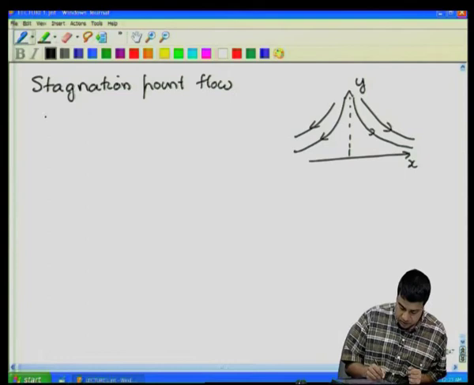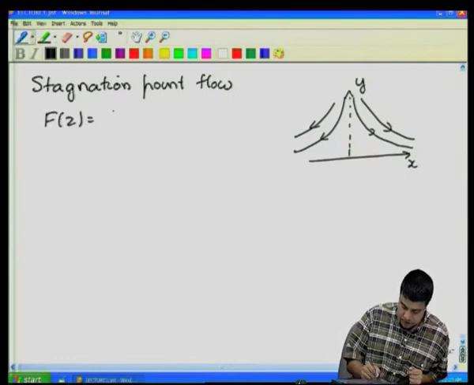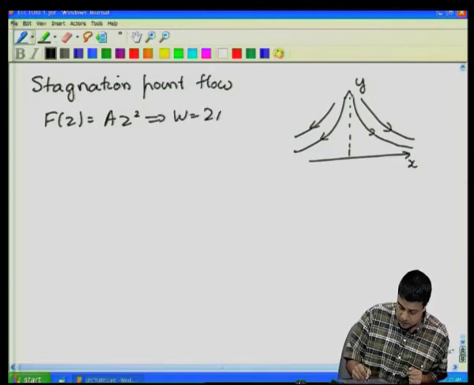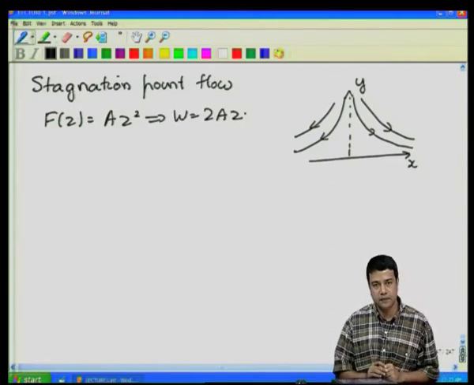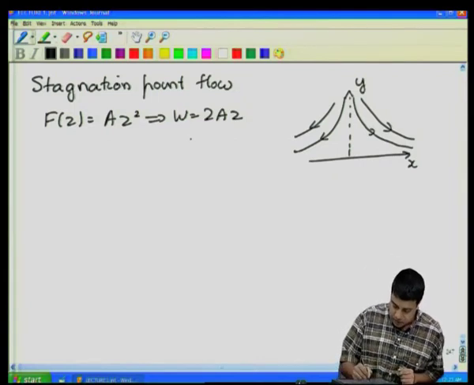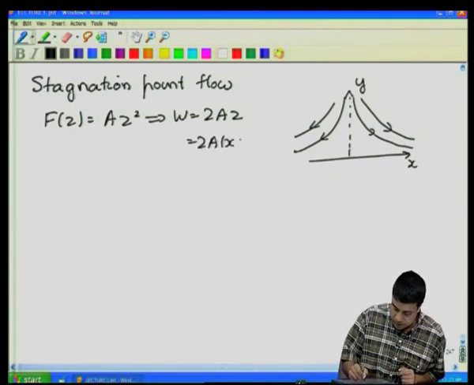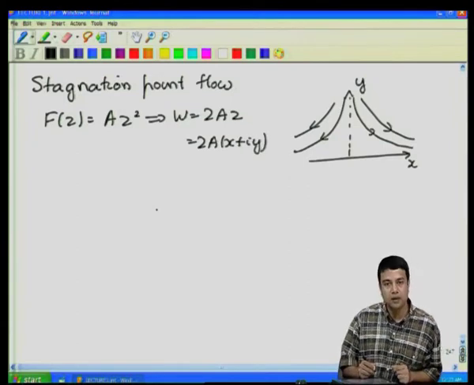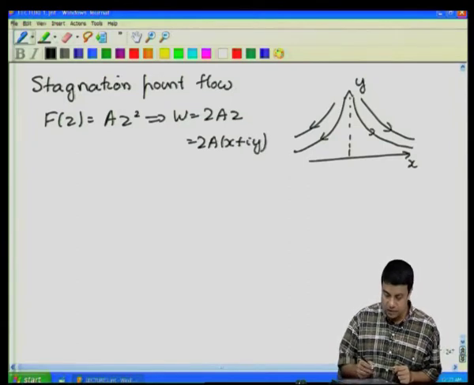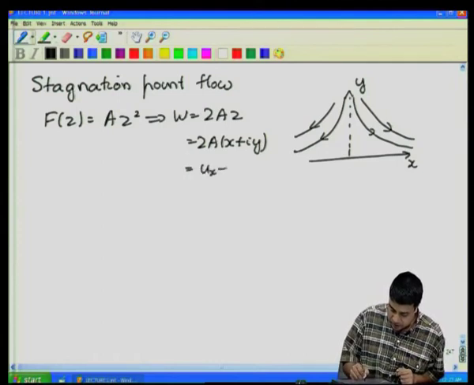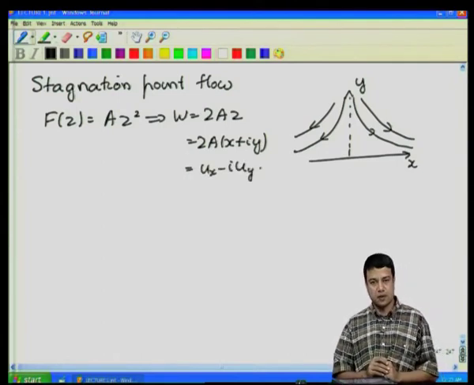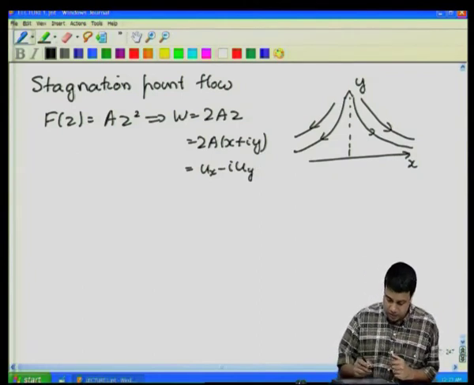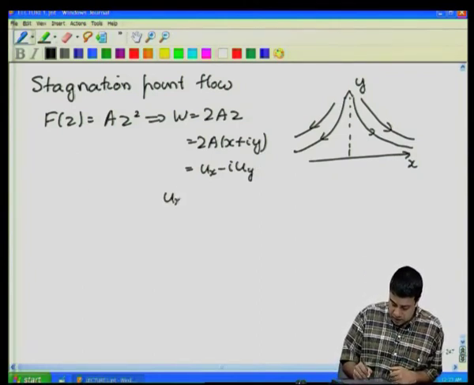If you recall, the potential function f of z in that case was equal to a z squared, which implies that w is equal to 2 a z, which is equal to 2 a times (x plus i y). If you recall, the complex velocity was related as u_x minus i u_y to the real components of the real velocities, which means that for this particular case u_x is equal to 2 a x, u_y is equal to minus 2 a y.